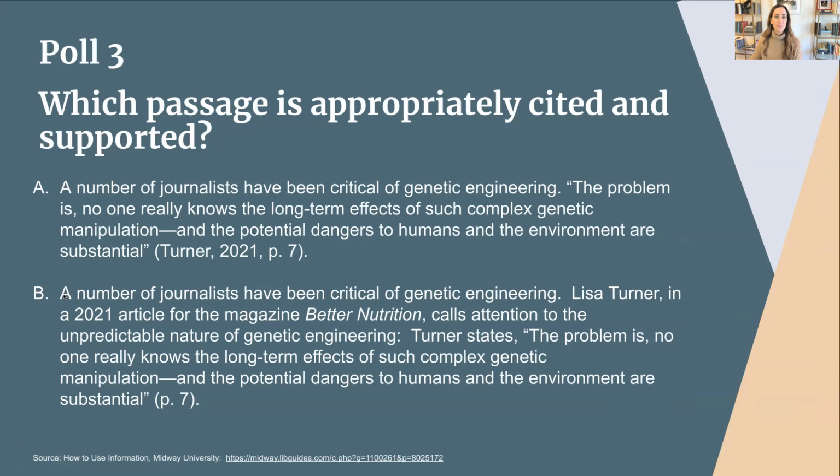A more appropriate way to include that quote would be providing information about the source. So here, now it says Lisa Turner in a 2021 article for the magazine Better Nutrition calls attention to the unpredictable nature of genetic engineering, Turner states. See how that is much easier to read? It's more cohesive. It tells me as a reader who Lisa Turner is and why you're sharing this quote with me. So that is what I mean by introducing a source instead of just dropping a quote in the writing.